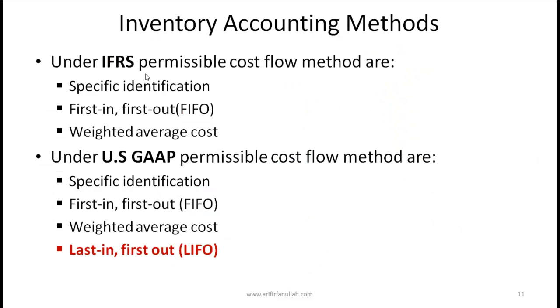Under IFRS, companies can use specific identification, FIFO and weighted average cost. Notice that last in first out is not allowed according to the inventory cost method.